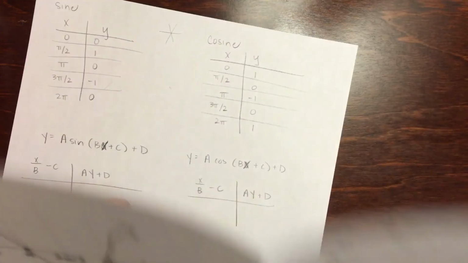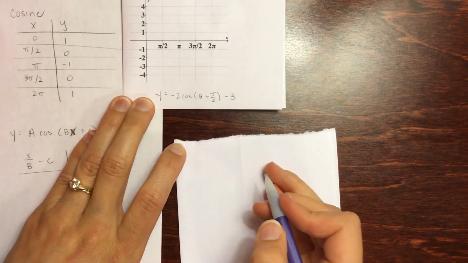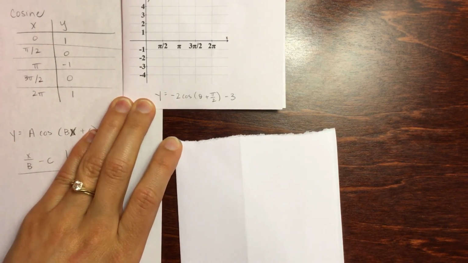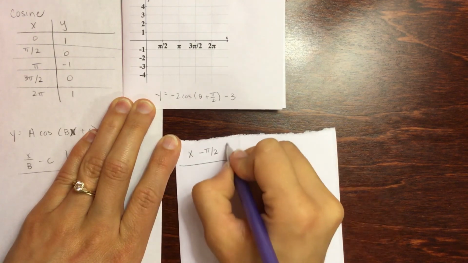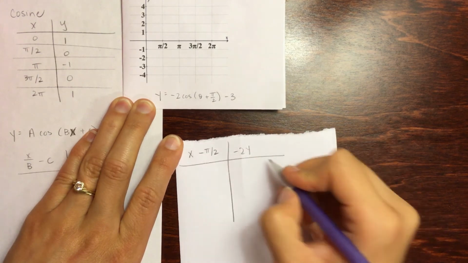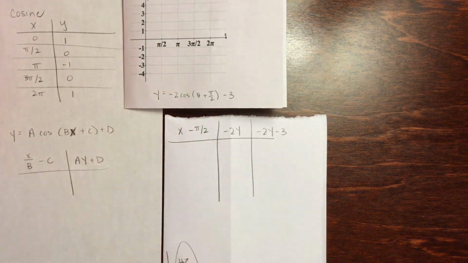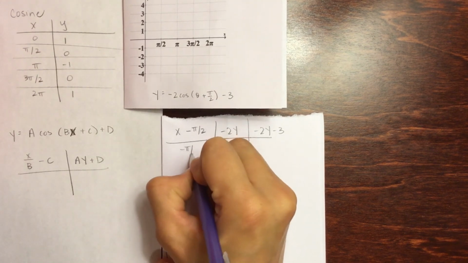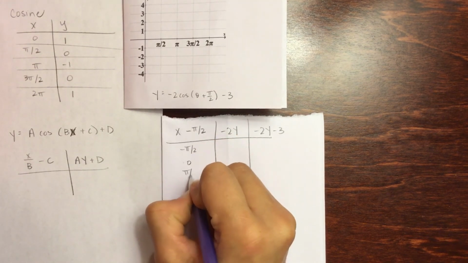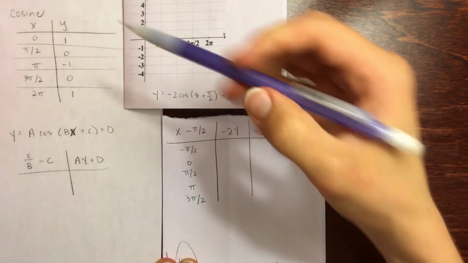All right, let's do some crazy ones that have everything going on. We're going to graph y equals negative 2 cosine of theta plus pi halves, minus 3. Okay, so inside the parentheses happens to my x values, and it's backwards from what you expect. And outside, I'm going to do this in 2 steps for my y's. Okay, so I need to take all of these values, and way easier, let's subtract pi halves. Much easier.